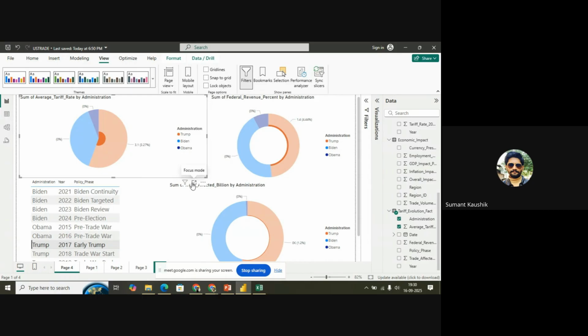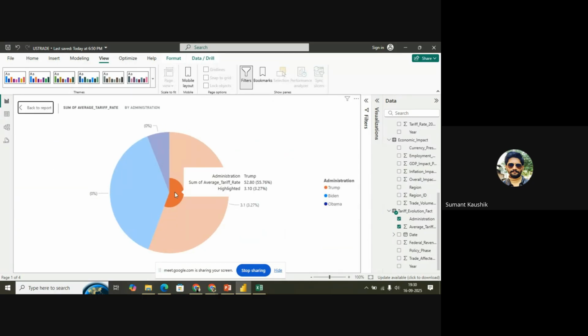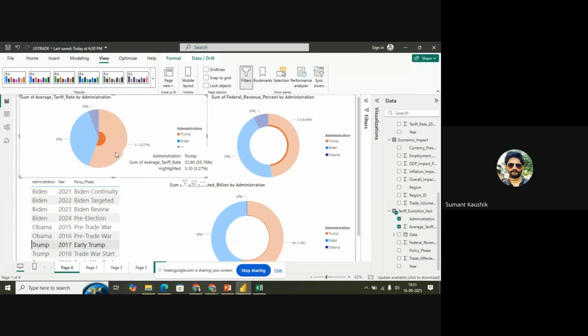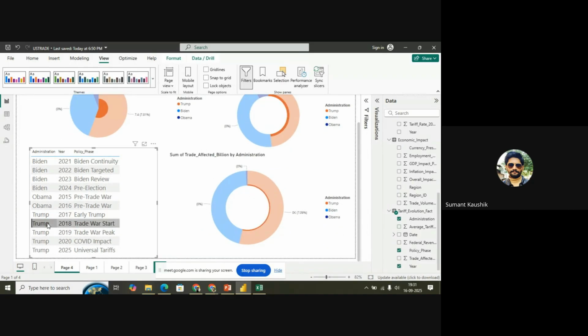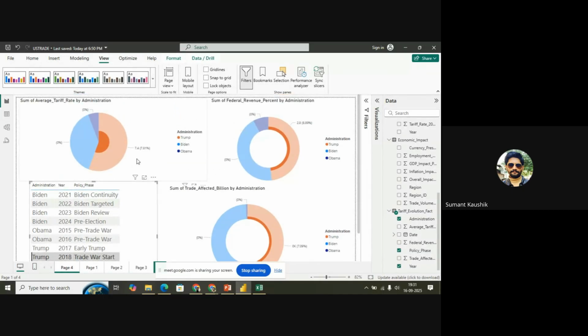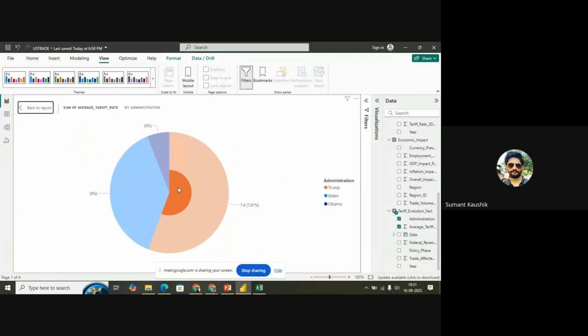So how much tariff was there? It was 3.1%. Now you can see it was the least at that moment, around 3.1%. Now, how did it rise? Please read it carefully. It was 3.7% in 2017. So Trump joined the office, and initially it was a 3.1% average tariff. In 2018, when the trade war started, from 3.1 it went to 7.4. As you can see, it was 3.1, now it became 7.4, highlighted by the orange part.